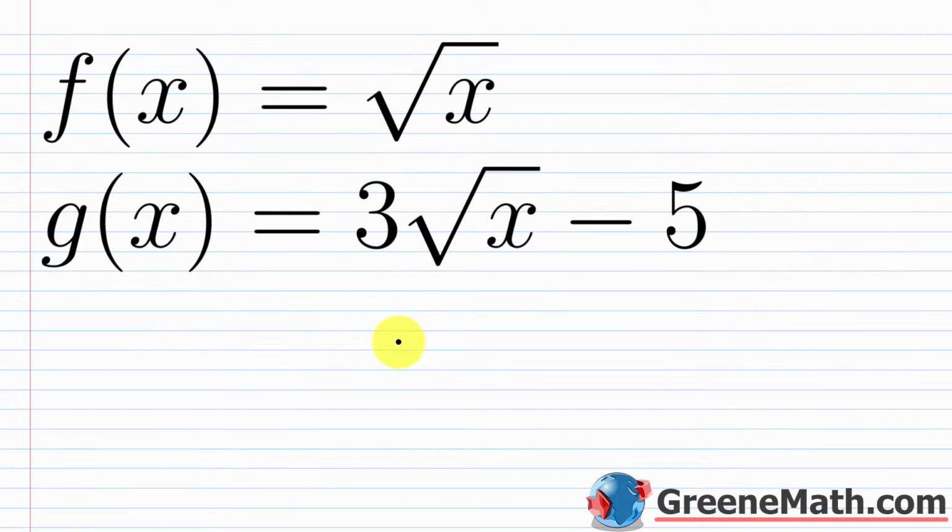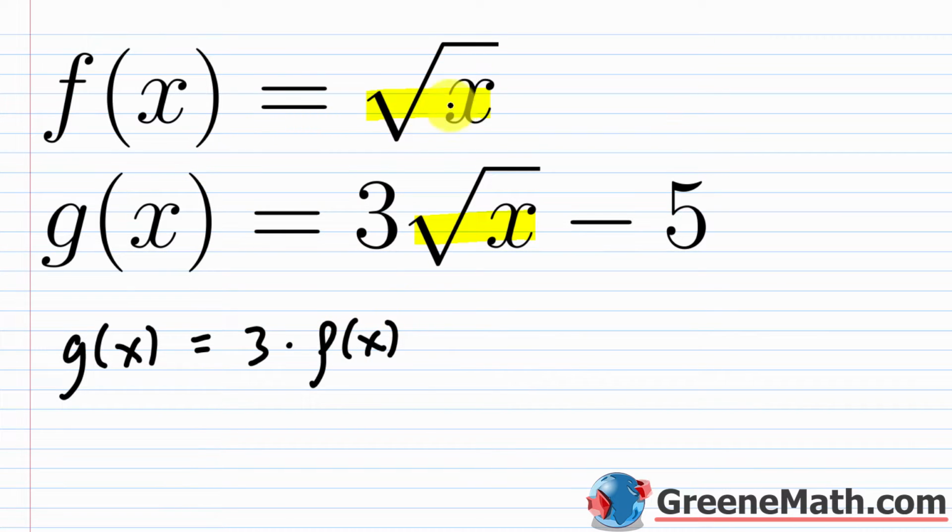All right, so I'm just going to start off with the easiest scenario, which is the order of vertical transformations. If I look at something like f of x equals the square root of x, and then g of x equals 3 times the square root of x minus 5, the first thing I would do is write g of x in terms of f of x. You have the square root of x here and square root of x here. So g of x is equal to 3 times f of x, because f of x is equal to the square root of x, and then you have this minus 5.